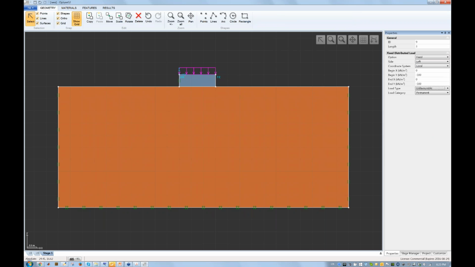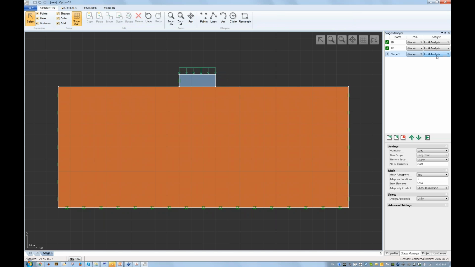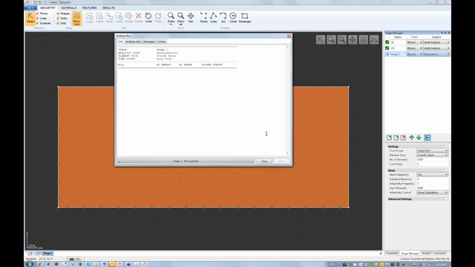And I don't want to do a limit analysis anymore. What I actually want to do is an elastoplastic analysis. So basically determine settlements. I'm again going to use 1,000 elements, and I'm again going to use mesh adaptivity. So mesh adaptivity is a feature that's available for all analysis types, not just limit analysis, and it improves the accuracy of any analysis that it's applied to.